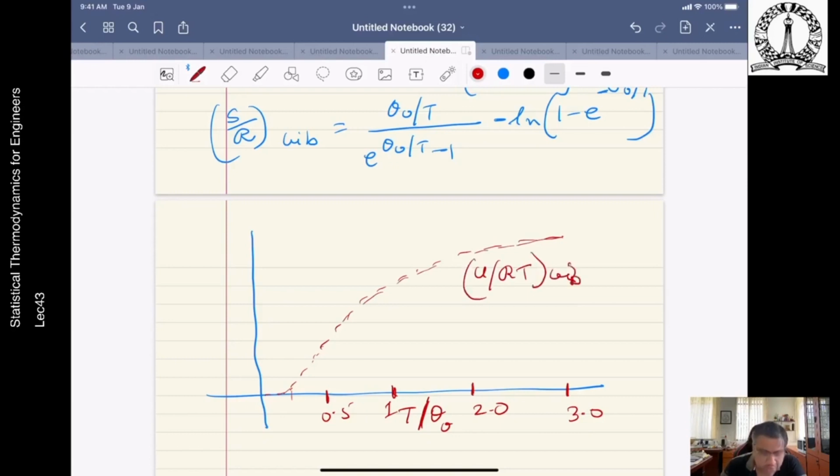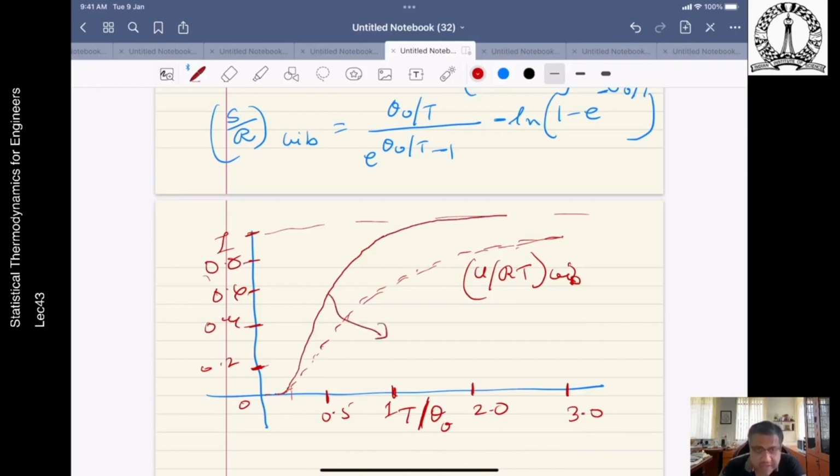You can see the upswing, and if we mark this scale, if this is 0, this is about 0.2, 0.4, 0.6, 0.8, about 1. It is below 1, of course. CV shows a somewhat faster rise, like this, and almost asymptotes. This is CV by R vibrational.